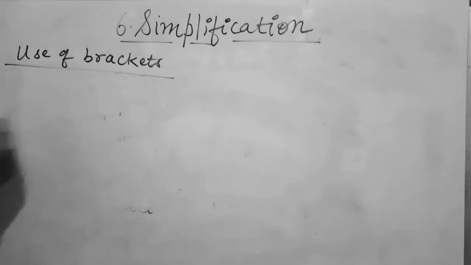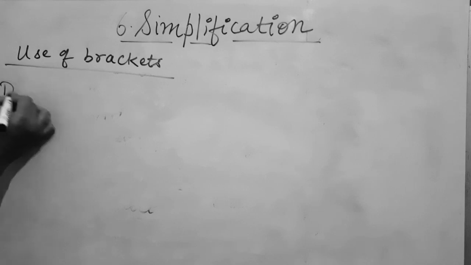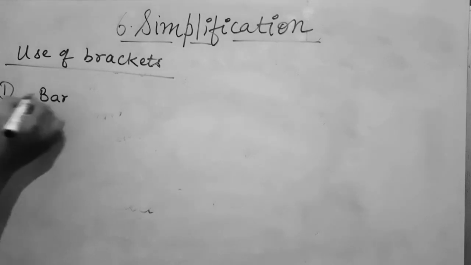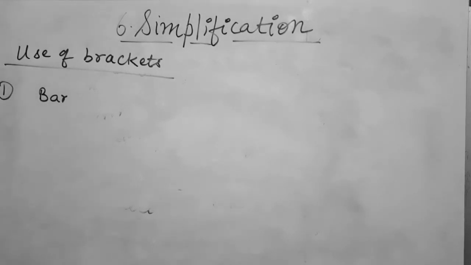brackets. Okay, so students, the brackets are used to separate the various parts of an expression, and in total there are 4 kinds of bracket. So the first one is bar, or we can also call it vinculum.